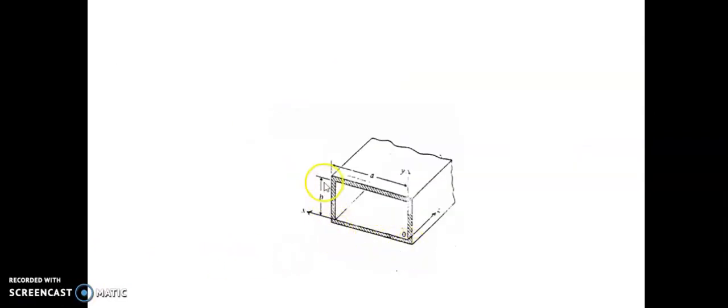So this is a rectangular waveguide. The cross section is rectangular in shape, and we can see that it is a single conductor waveguide. We have noted that TEM waves cannot exist in a single conductor, hollow or dielectric filled waveguide. So there will be only TM and TE modes propagating along the rectangular waveguide. First of all, we discuss the TM waves in rectangular waveguides.